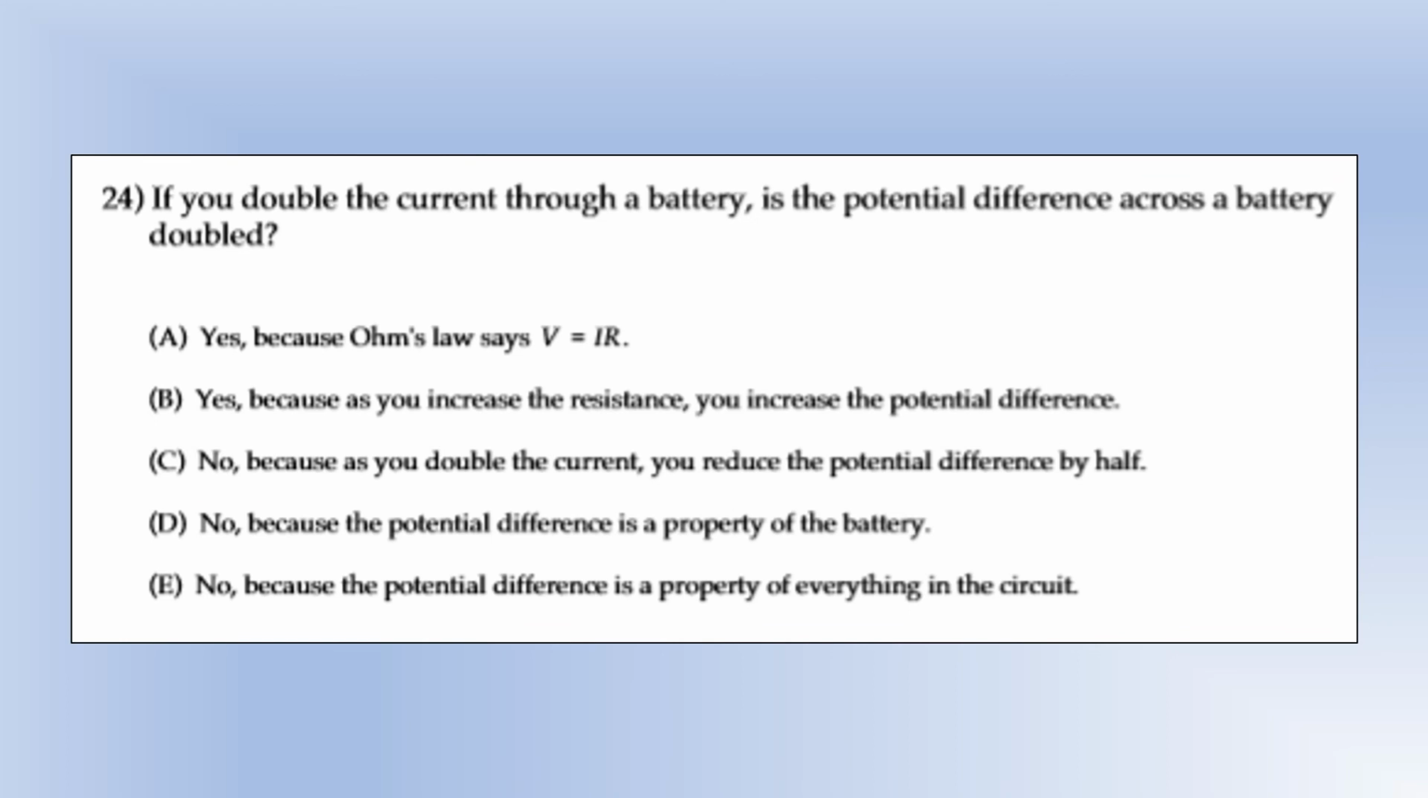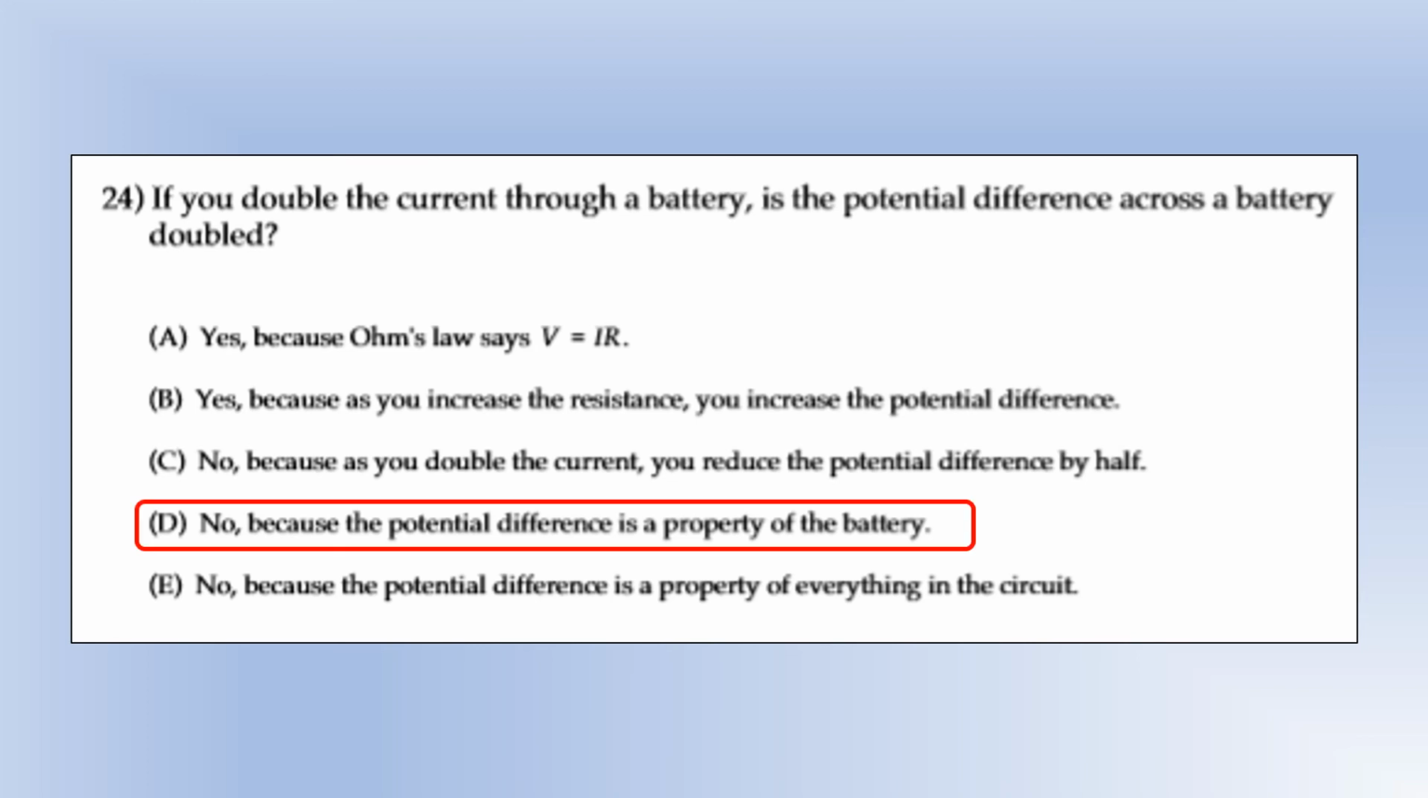So if you double the current through a battery, is the potential difference across a battery doubled? So have a look through your options, then we'll take a look. Okay, so the correct answer here is D, no. So you should know potential difference, or as we commonly call it, EMF, is determined by the chemicals that are inside your battery. And that's something you will learn a bit more about if you do cells in A-level chemistry. So there's nothing you can do to change the EMF of an individual battery, it's just a property.